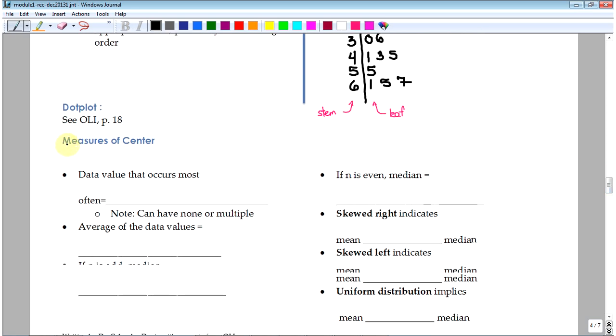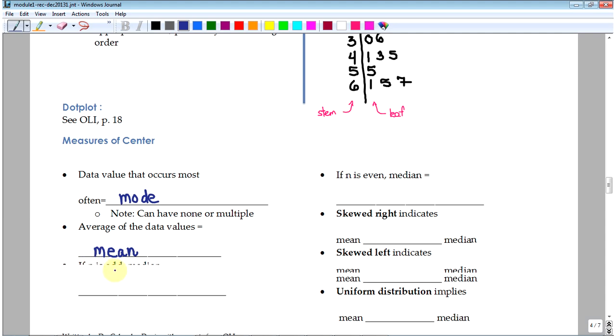We're going to be interested in describing the measure of center of our data, what's in the middle of our data. So we have some more terms that you need to be familiar with. The data value that occurs most often is called the mode. Note that we can have no mode or we can have multiple modes. The average of all of the data values that you have is called the mean. Probably deal with this more than any other statistical value.